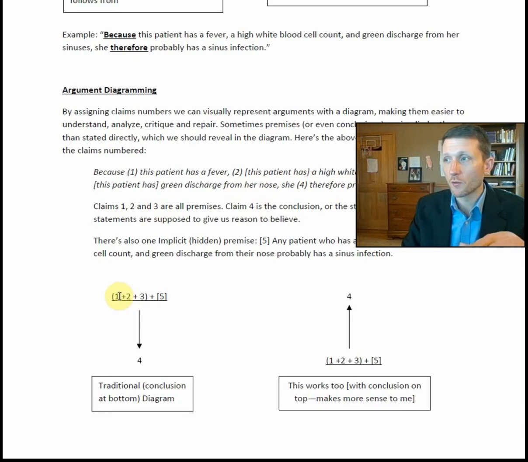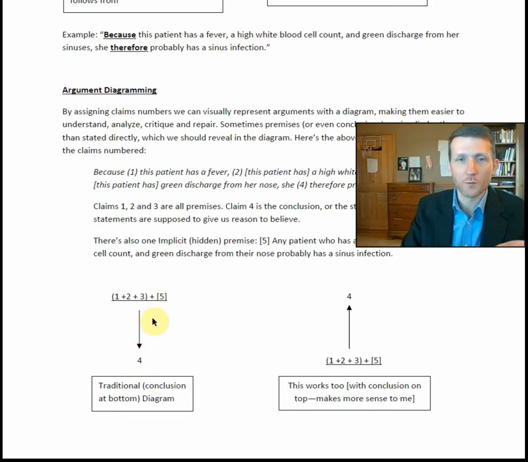So, diagrammed, you can do it like this: 1 plus 2 plus 3 plus 5. And actually, 5 is an implicit premise, something that wasn't directly stated but was in the background and was assumed. And that is, any patient who has a fever, a high white blood cell count, and green discharge from the nose probably has a sinus infection. That's just implied and taken for granted. So you've got those three premises, those three symptoms, plus this broad statement that when people have those symptoms, they have a sinus infection, and together they support the conclusion that she has a sinus infection. Those conditions were met, so you've got the sinus infection.